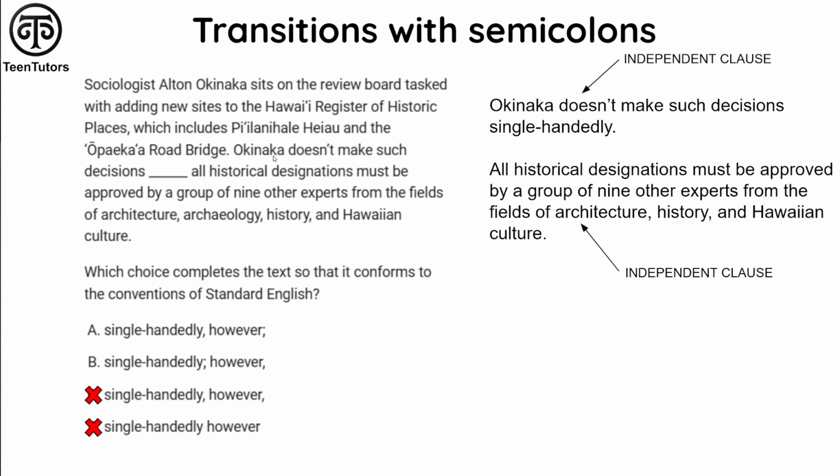But this first clause, Okinawa doesn't make such decisions single-handedly, that shows a contrast from the previous, right? It shows kind of saying that, okay, well, this person sits on the review board. However, they are not making the decisions alone, right? So therefore, answer choice B would not be right. Our answer would be then A, okay?